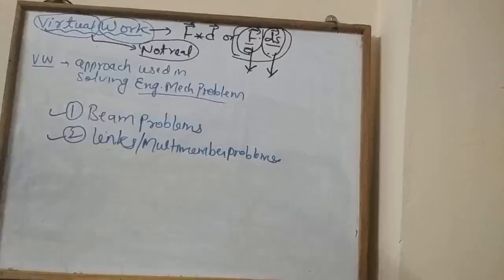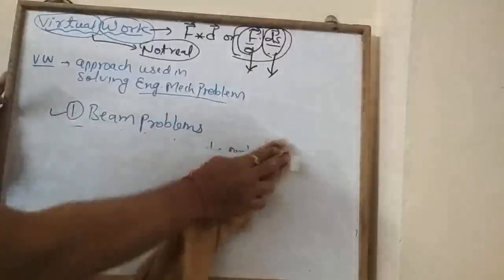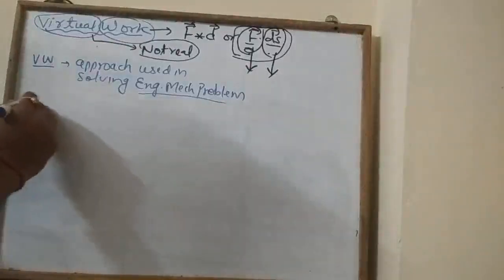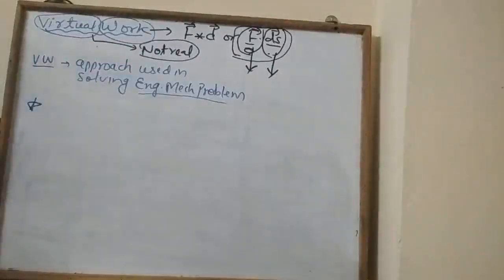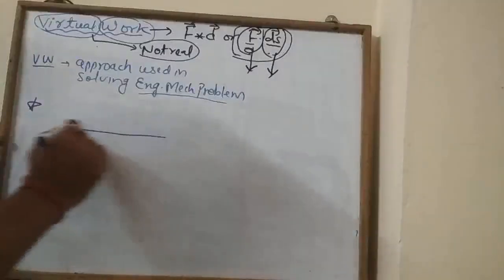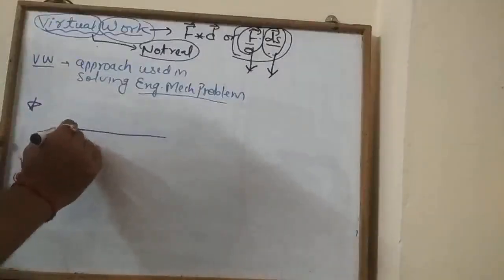So the problems on beams. Problems on beams we'll be discussing here. First problem. Let us consider a beam, a simply supported beam.